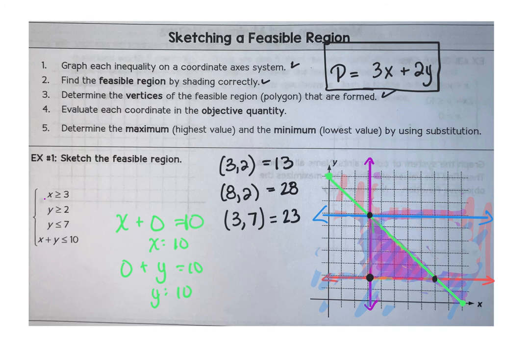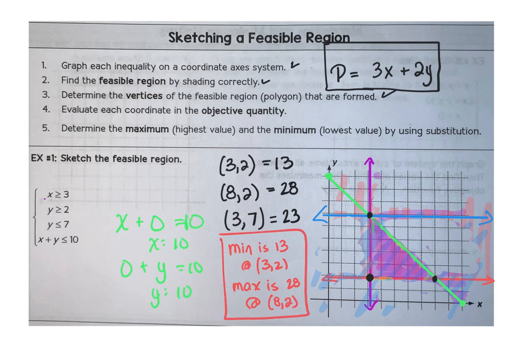So my minimum is going to be, minimum is 13, and it happens at the point 3, 2. My maximum is 28, and it happens at the point 8, 2. All right.